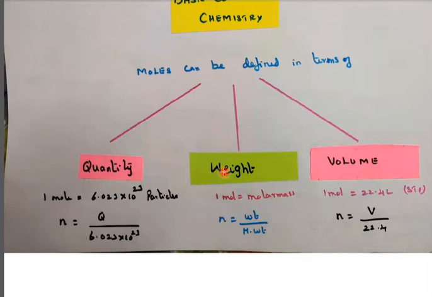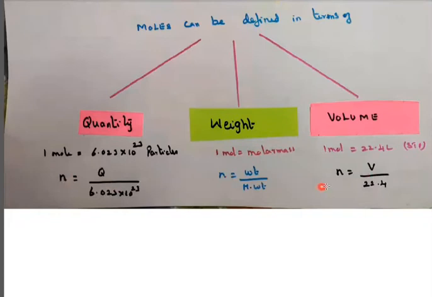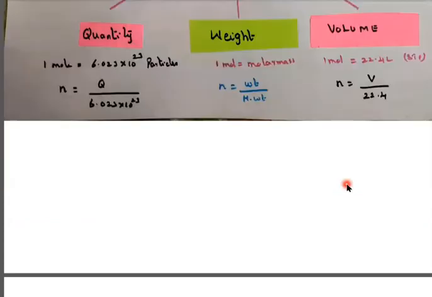Now next, by using weight, how to calculate the number of moles. Weight of the substance divided by molecular weight of the substance gives the number of moles. That is called the weight concept. Then the volume concept: by using volume, how to find the number of moles. N is equal to V by 22.4 liters. If it is in milliliters, V divided by 22,400 milliliters. So in terms of quantity, weight and volume, these are the shortcut formulas for finding the number of moles.